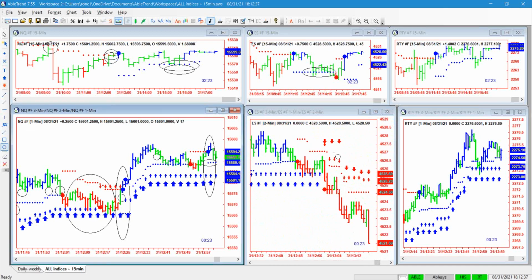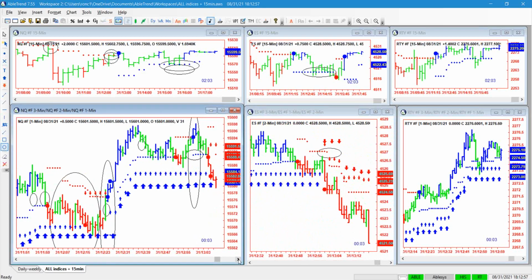NQ had blue dots. ES at that exact same time had red dots. That's very, very rare. So that's 3 reasons not to take the trade. ES is going the opposite way. We're right up against resistance at the 15-minute chart, and it's lunchtime. Great reason not to take the trade. And there's very few we don't take.